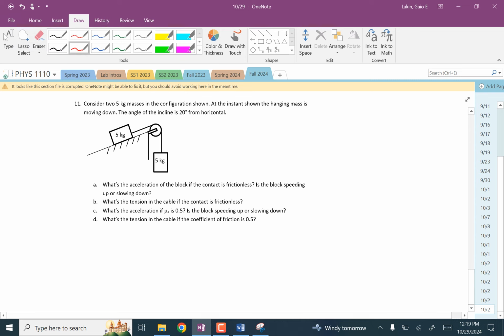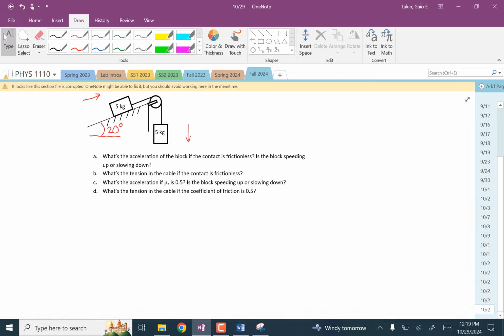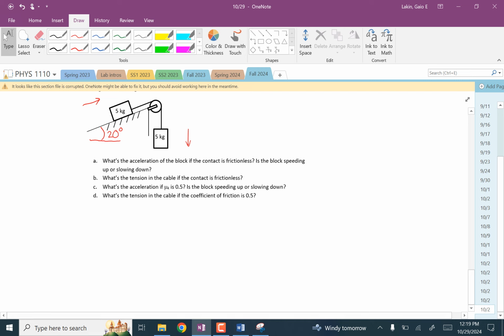Okay, we're given that this angle is 20 degrees. And at the instant shown, again, the hanging mass is moving down, so this is the direction everything is moving. I'm going to just do it with friction again. So start with one of the bodies. I'm going to choose the one that's to the left, the 5 kilogram.